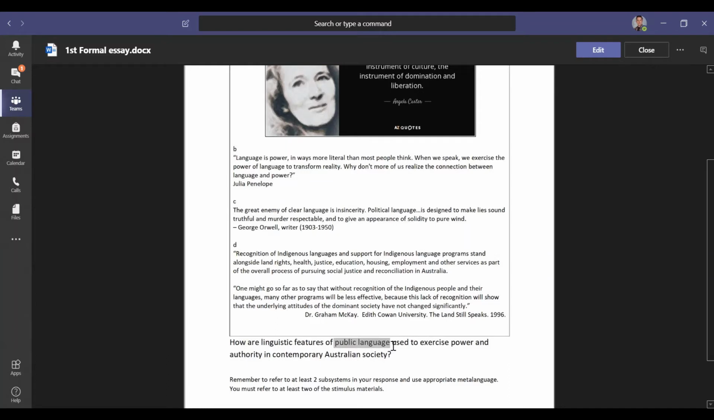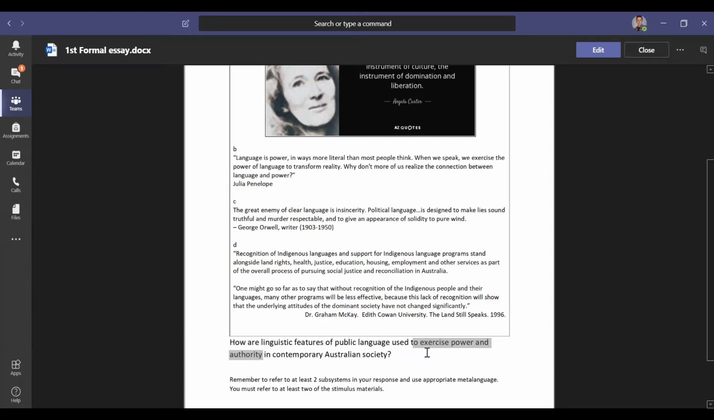Have a look at the COVID-19 text. Have a look at the daily briefings that our Premier gives, or the other premiers around Australia, or politicians around the world. Have a look at medical experts who give information. Even your teacher, this is public language. I know it's a private school and everything, but I'm putting out language for you to understand. So you can use many different sources in public language to exercise power and authority.